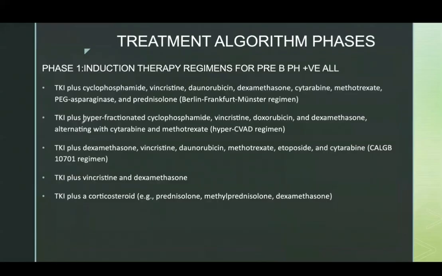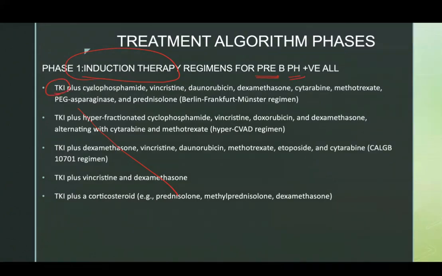Okay. Now treatment. The treatment is algorithmic. It goes in phases. Okay. You don't need to know all this list, but just listen to me and note down what is needed and what is essential. This is the updated treatment protocol. The first phase of the treatment is going to be induction therapy. Induction therapy regimen for any pre-B-ALL with Ph positive. Ph is Philadelphia chromosome positive. Then you have to start a tyrosine kinase inhibitor.